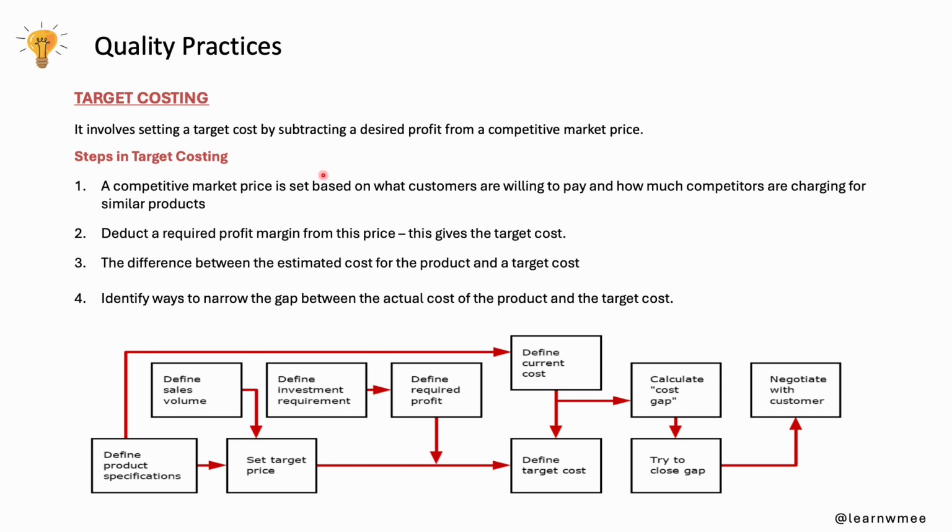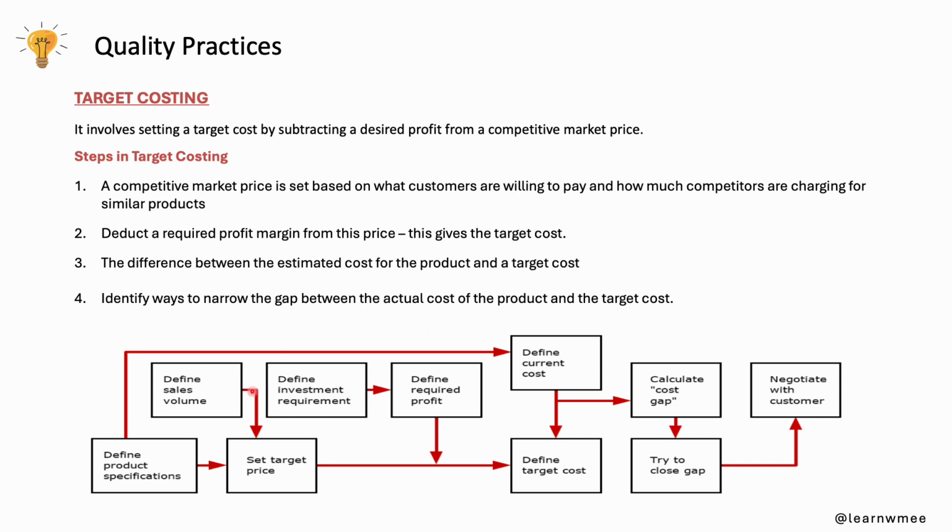What are the steps? A competitive market price is set based on what customers are willing to pay and how much competitors are charging for similar products. Deduct a required profit margin from this price. This gives the target cost. Then find the difference between the estimated cost of the product and the target cost, and identify ways to narrow the gap between the actual cost of the product and the target cost.